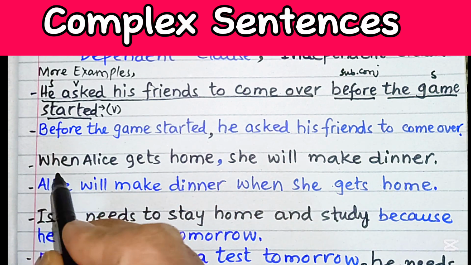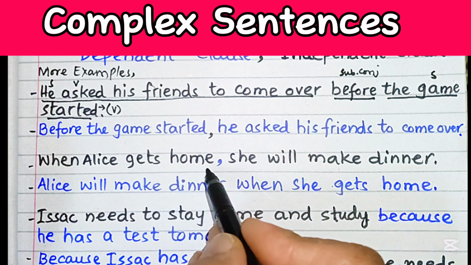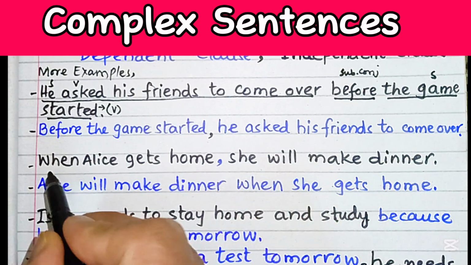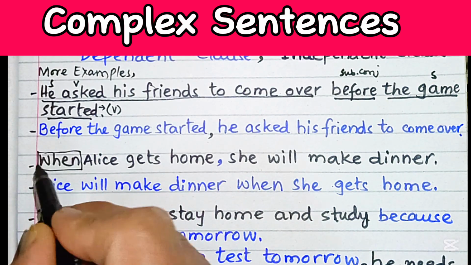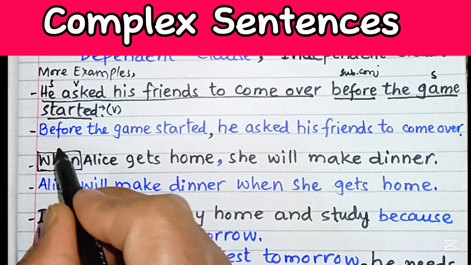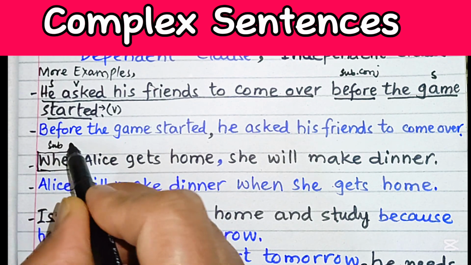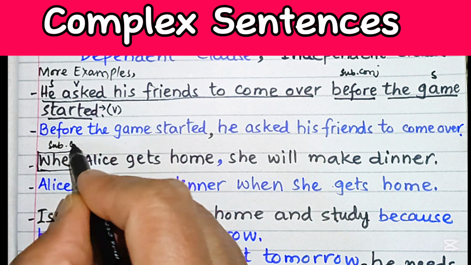Now look at another example. When Alice gets home, she will make dinner. In this case, we can see that this complex sentence begins with a subordinating conjunction, that is when.